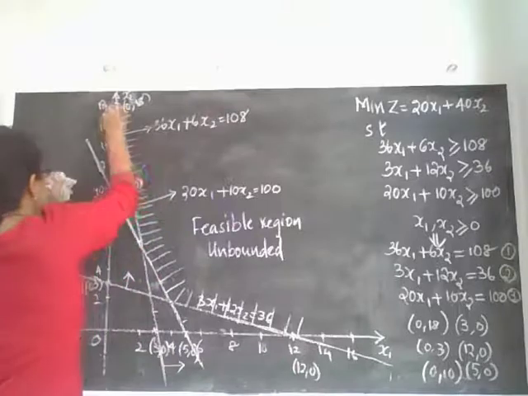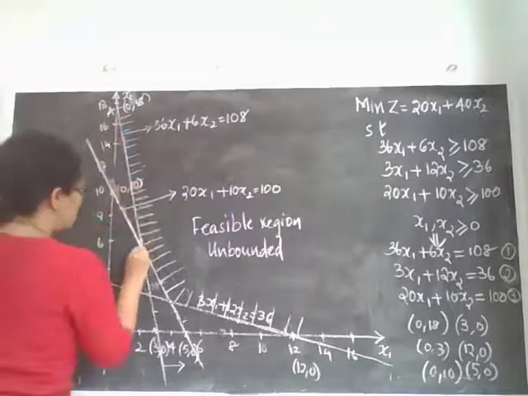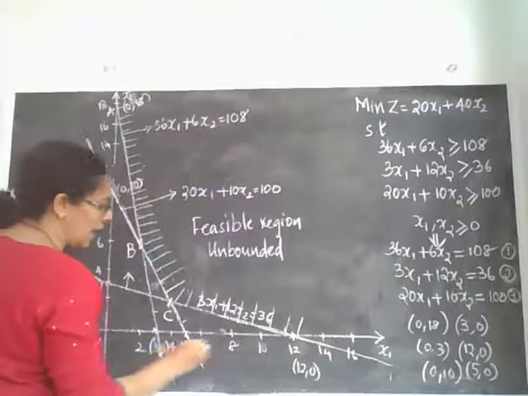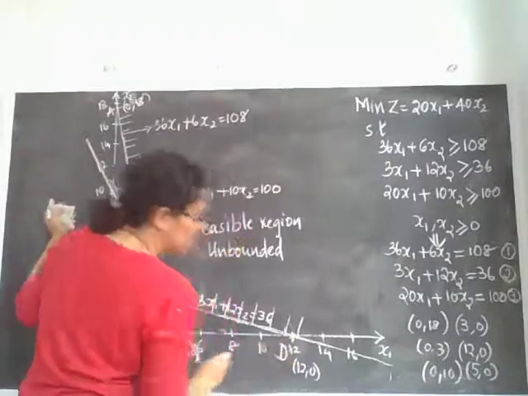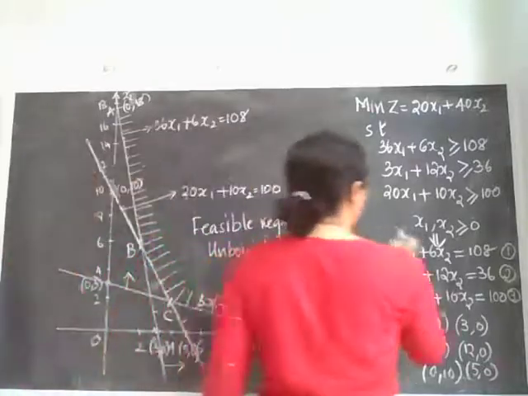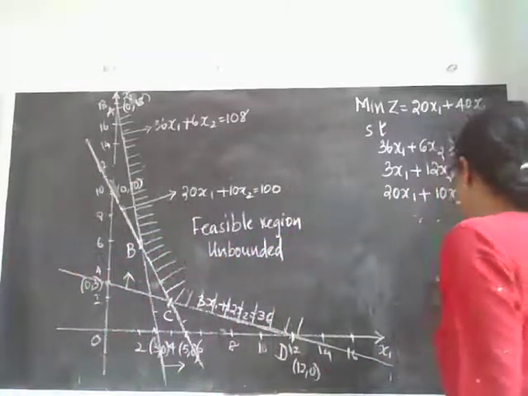So the first point is A. This is the first point. You have the second point here, B. This is C, and this is D. So you have here 4 points. Because it is minimization, we can take the lower part of the feasible region. So we will see the points here.